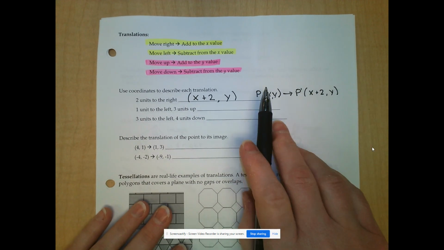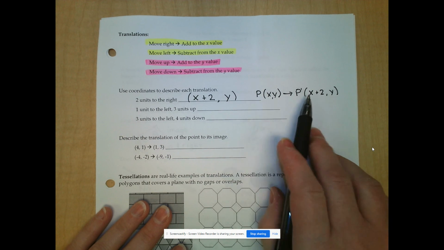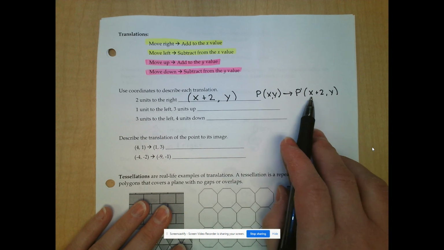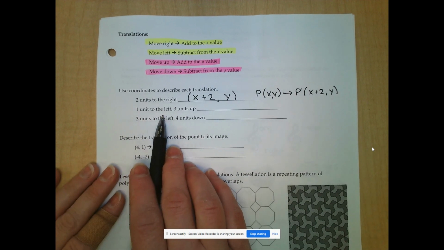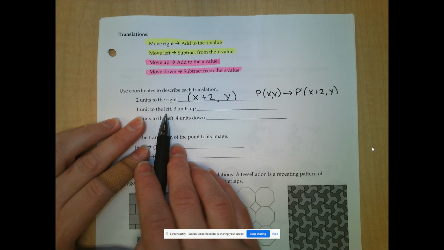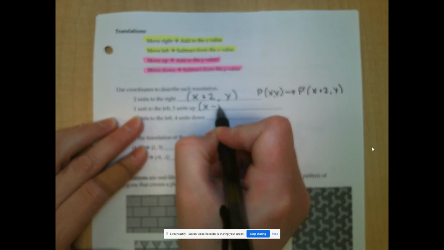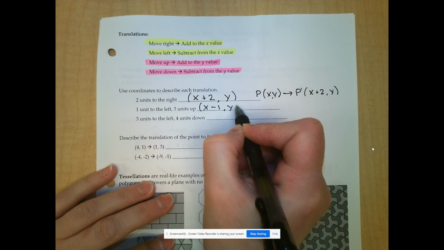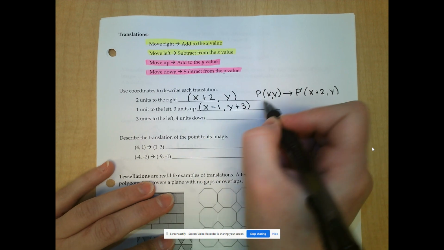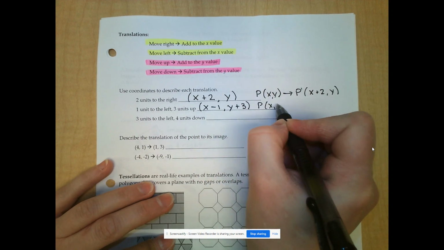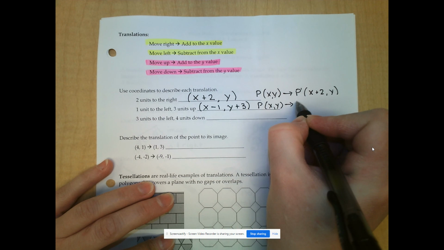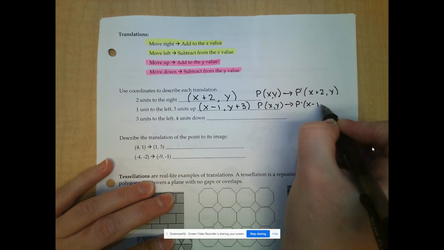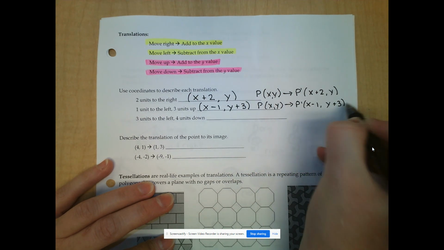Now, this is actually saying we have a point on the original shape. It becomes the point on the image. And what did we do to get it? 1 unit to the left. So the x-axis is left to right. So on the x, we would do minus 1 because moving to the left is negative. The y, 3 up, y plus 3 because up would be positive. So the original point, xy, becomes the image point, x minus 1, y plus 3.